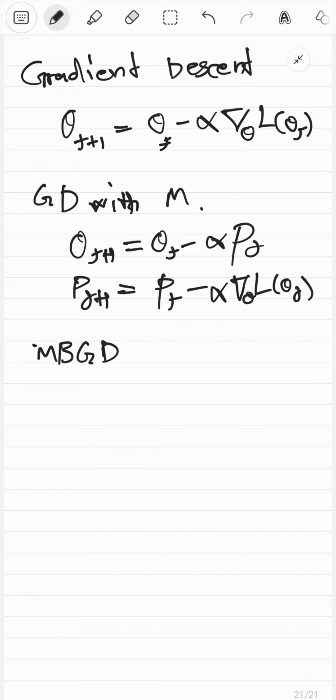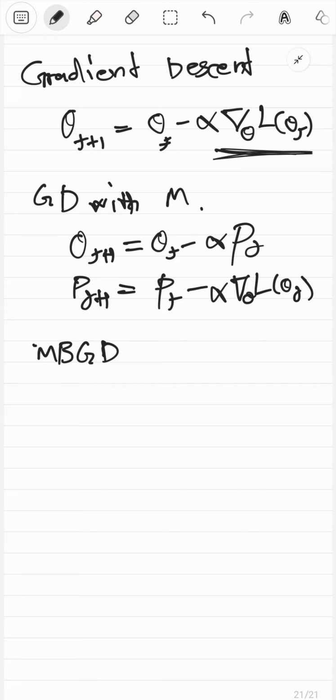So mini batch gradient descent is something where, usually in gradient descent, what we do is compute this quantity, the gradient with respect to theta of L, for the whole batch. So like for the whole data set. L is computed for the whole data set, and then you just update theta like that.